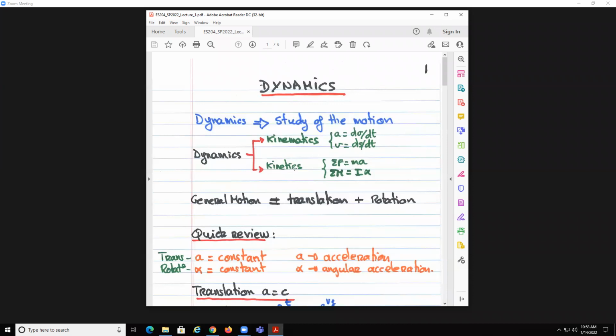Or we can use kinetics, which this time we use Newton's second law. So basically, if you know the forces and the mass of a rigid body, you can determine what will be the acceleration. And then once you know the acceleration, you can come to this equation, integrate to find the velocity. Once you know the velocity, you can come to this equation again, integrate, and find the position, okay?